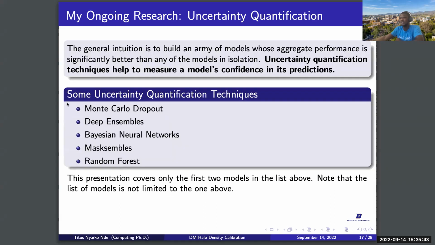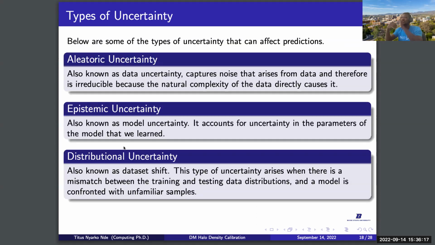So these are some of the uncertainty quantification techniques in the literature. The first one is Monte Carlo dropout. We have deep ensembles, we have Bayesian neural networks, we have mask samples, which is a recent algorithm. I think the intuition behind this algorithm is really cool. We have random forest. I think there are several others that we can list. But in this artifact, I used just the first two, but at least we should know that there are several others that can do the same thing.